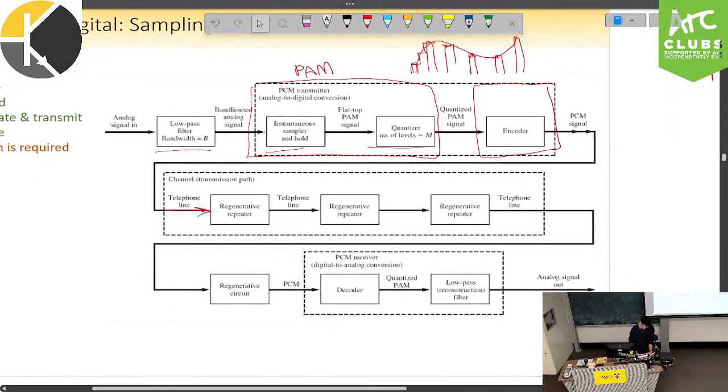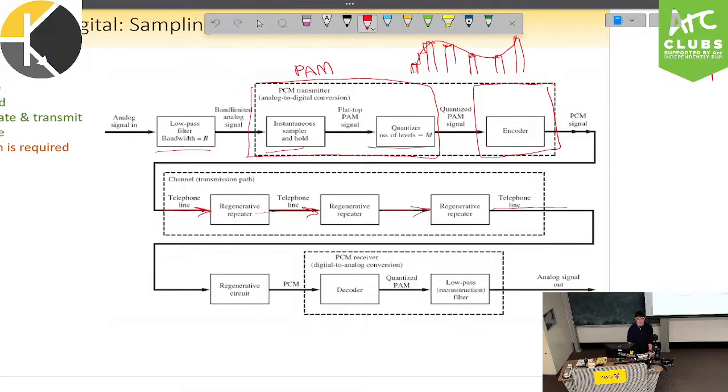We pass these through regenerative repeaters as we transmit these through, say, a wire. And the reason for doing this is when our signal gets transmitted, it picks up noise and it also dissipates power along the way. It loses energy. So these repeaters basically keep our signal going. They amplify it and they clean up noise for us.